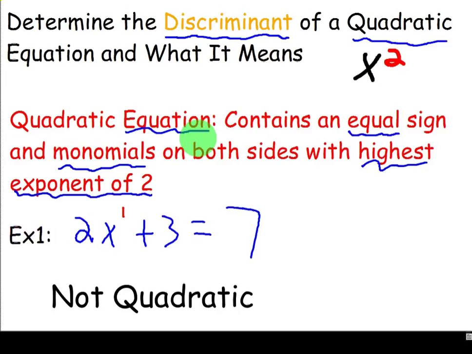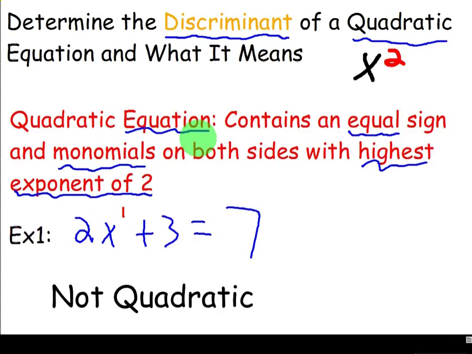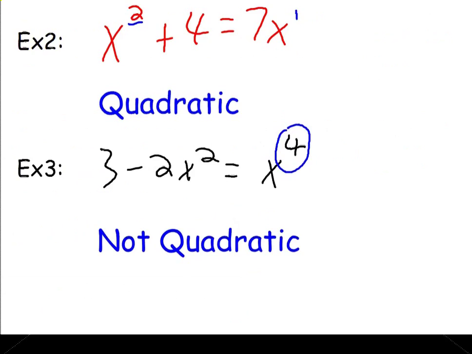All right. So let's talk about when you can find a discriminant and when you cannot. So the first example I'm giving here, 2x plus 3 equals 7. There is no discriminant because it's not quadratic. The highest power is 1. Okay, let's look at some more examples. So x squared plus 4 equals 7x. That is quadratic. That would have a discriminant. The third example, notice the highest power is 4. That's not quadratic, so therefore it would not have a discriminant.